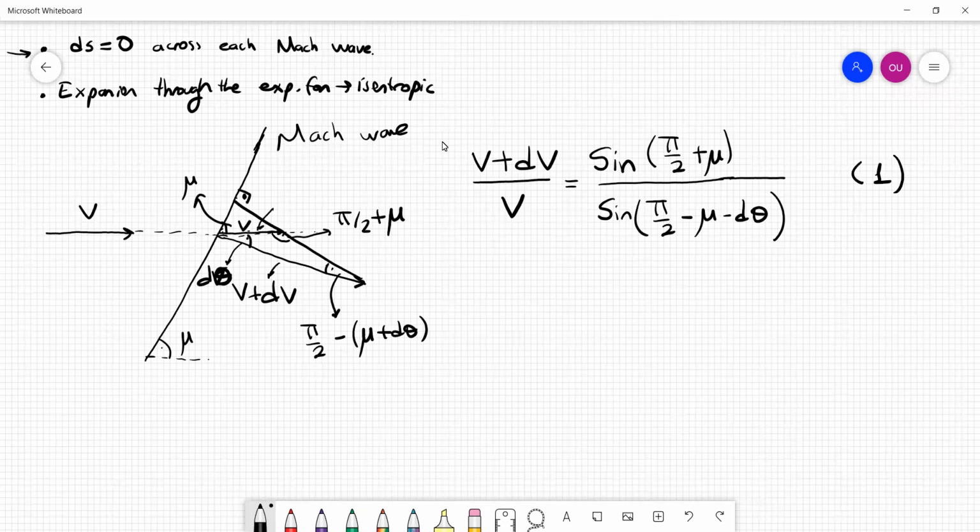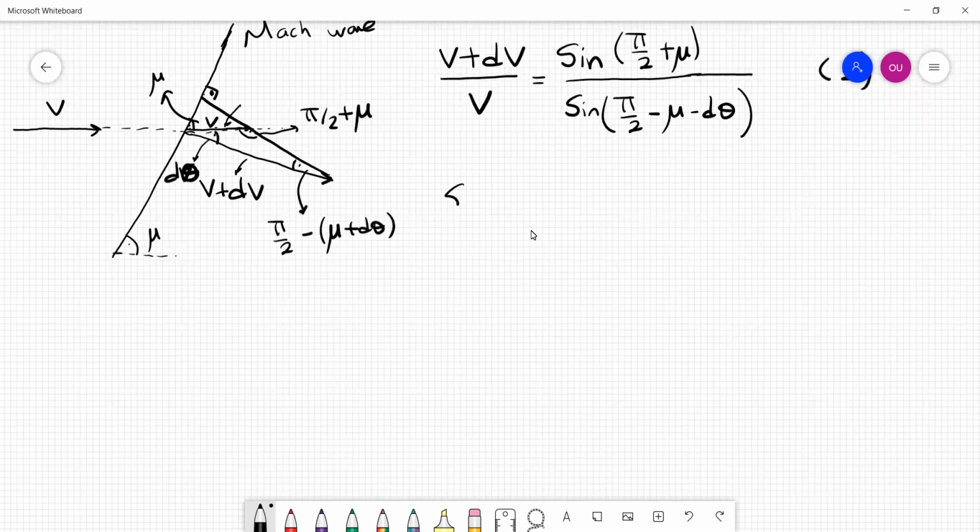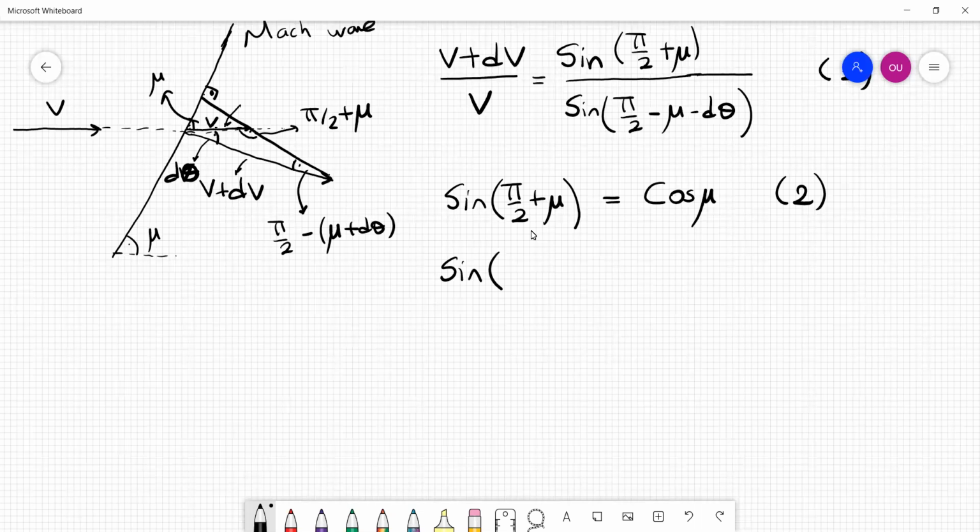So the question is, what are these angles? What are these sine functions and everything? For example, sine(pi over 2 plus mu), which shows up in the numerator of equation 1, one can write that this is actually equal to cosine mu. So we call this equation 2. And similarly, the denominator is sine(pi over 2 minus mu minus d theta).